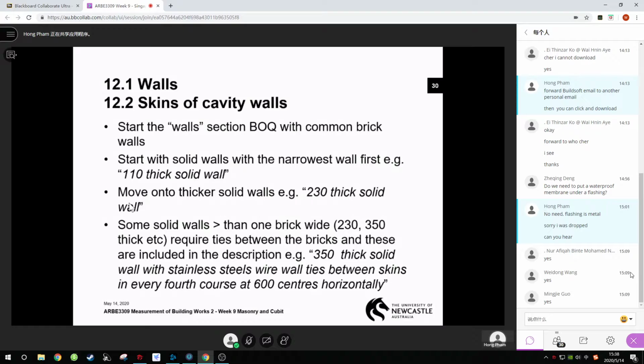So mostly we start off with 110 thick walls. They're the thin walls, and then we move to 230 walls, and then 350 walls. So you work your way up from the narrowest wall up.